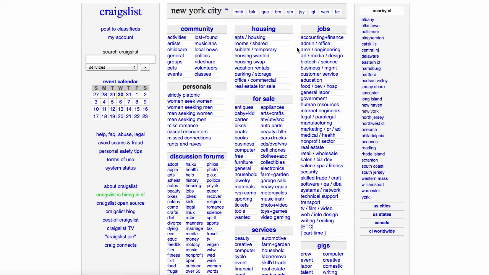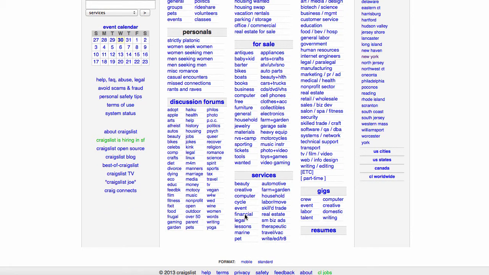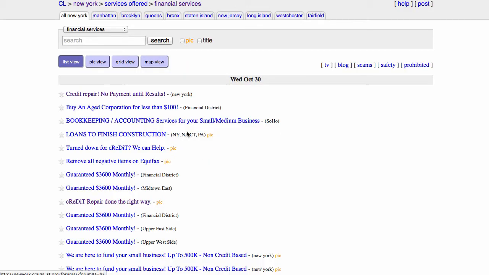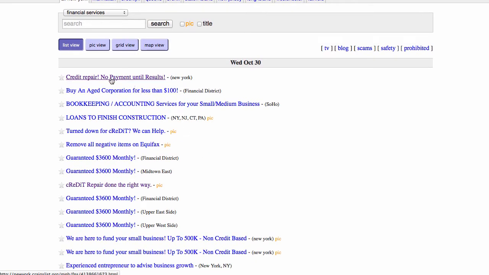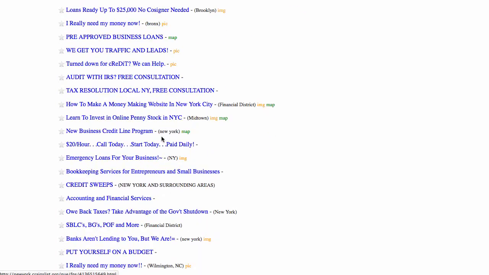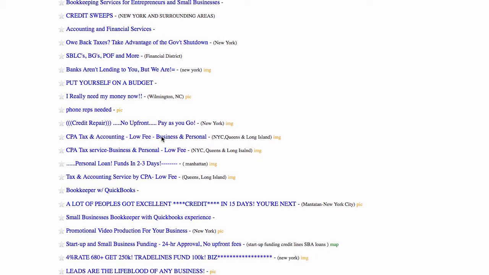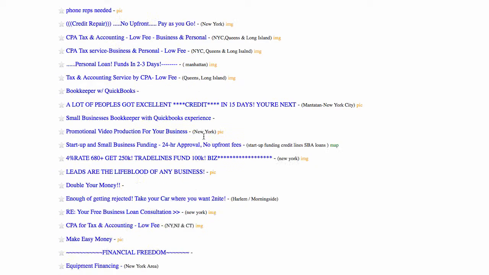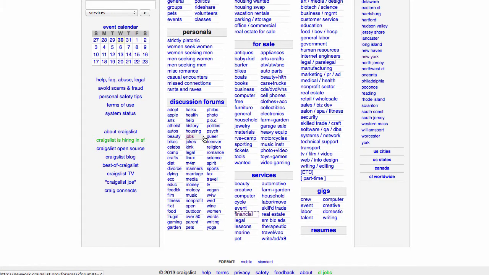There's a couple ways that someone who's looking for credit repair might search on Craigslist. They may go into the financial services section, and I would recommend that you go through and take a look at what's being offered here. And right here, the first result is a credit repair. So there's a lot of them just going into the financial section. So this is obviously a hot niche. People are advertising in it.